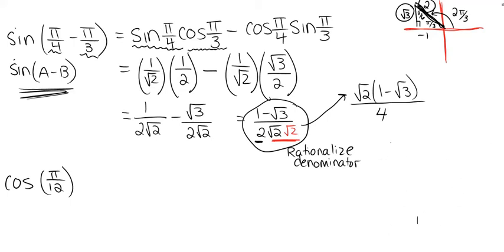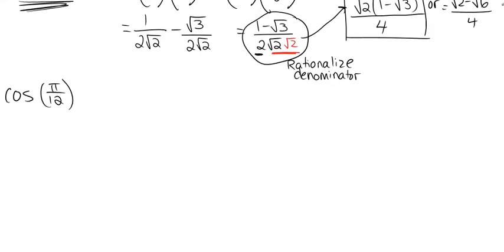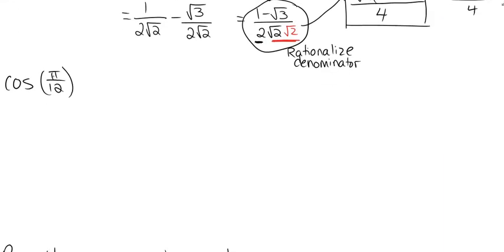All right. So this would be your final answer. Or if you felt like expanding the numerator, it would be root 2 minus root 6 over 4. Same thing. And that's your final answer. Okay, next one, we've got cos of pi over 12. So looking at that, I already know I don't have a special triangle for that. I don't know a pi over 12 special triangle.